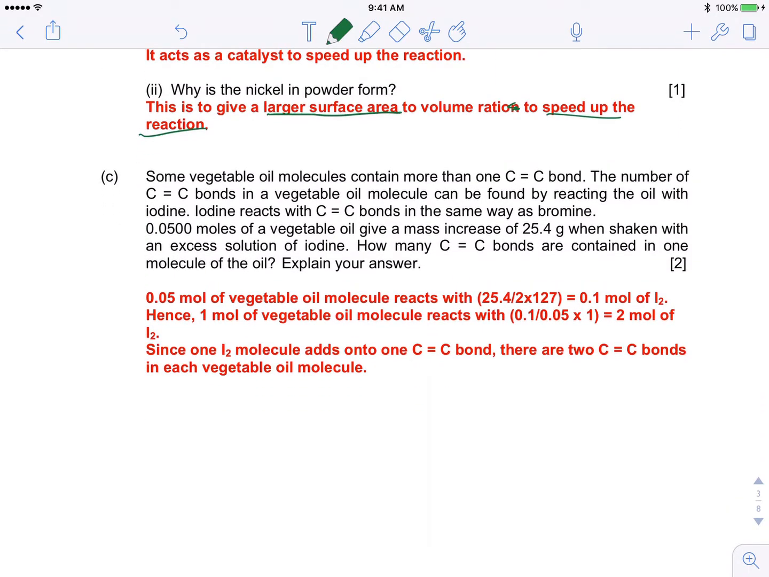Okay, lastly, some students were unable to do this question. They left it blank. So what they are asking is this: some vegetable oil molecules contain more than one CC double bond. The number of CC double bonds can be found by reacting the oil with iodine. So iodine is a halogen. Again, we are adding halogen across the CC double bond.